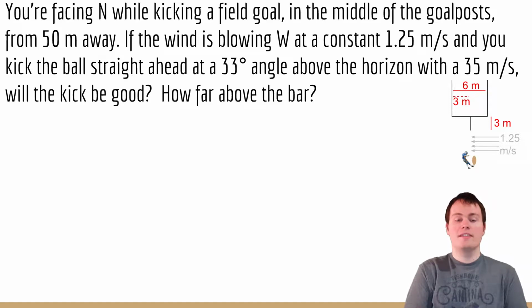And the problem in this case is you're facing north while kicking a field goal, and you're in the middle of the goalposts from 50 meters away. If the wind is blowing due west at a constant 1.25 meters per second, and you kick the ball straight ahead at an angle of 33 degrees above the horizon with a 35 meter per second kick, will it be good? And if so, how far above the bar will the kick sail?